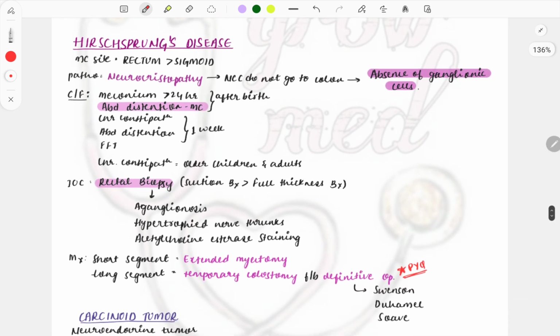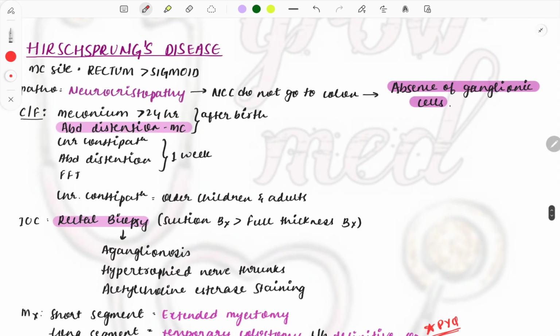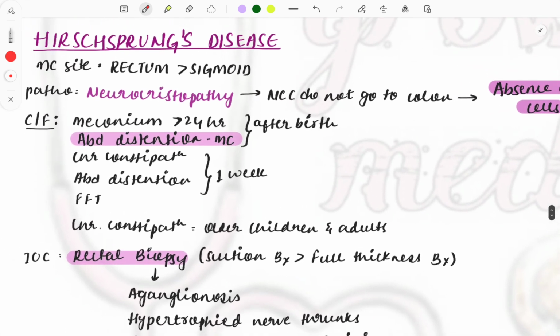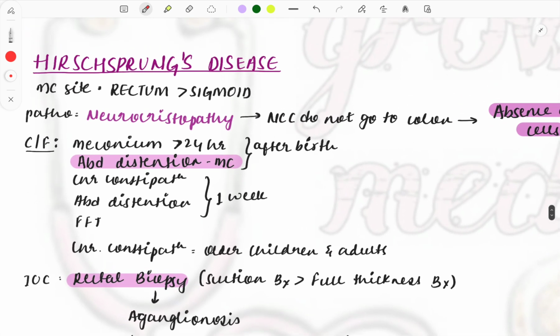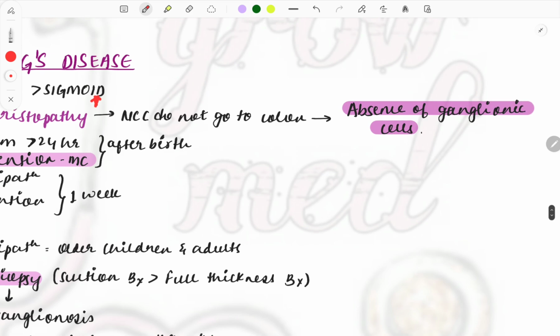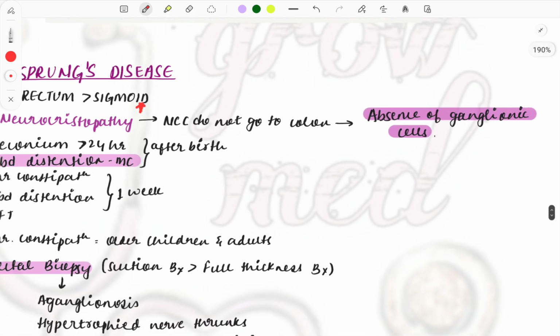Then moving on to Hirschsprung's disease. The most common site involved is the rectum, and the second most is the sigmoid. The pathology is neurocristopathy, and you need to remember this one: absence of the ganglionic cells. This is also called congenital aganglionosis.